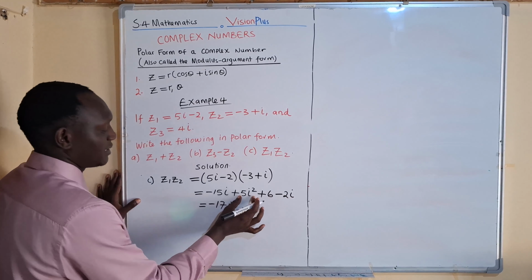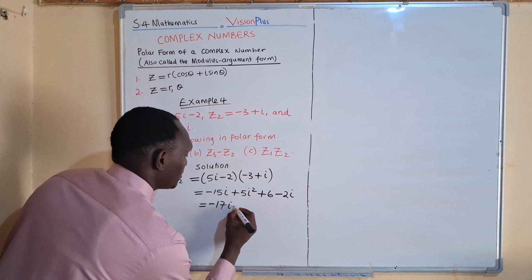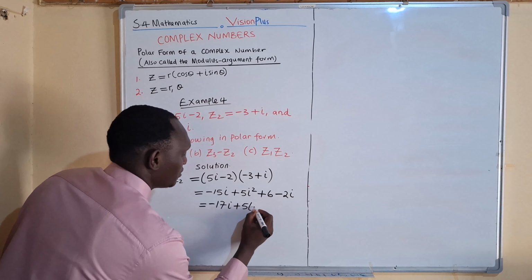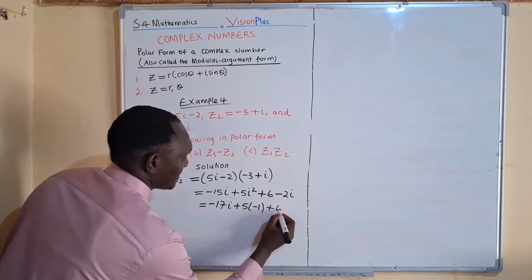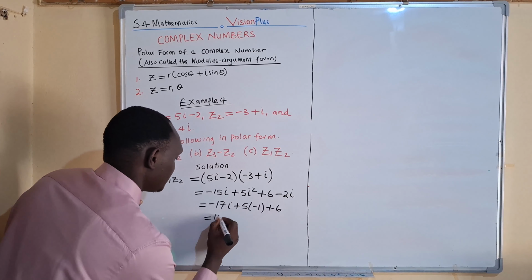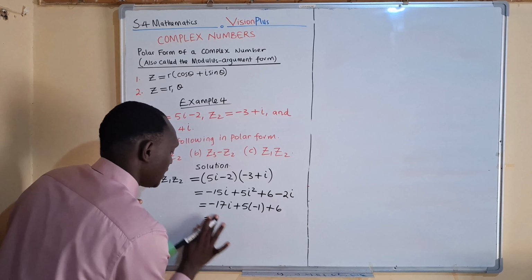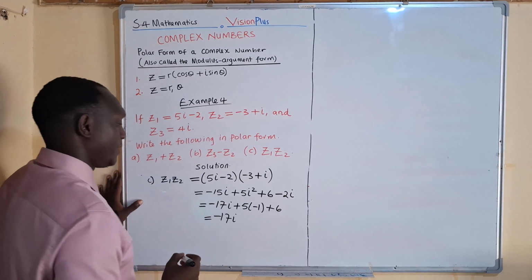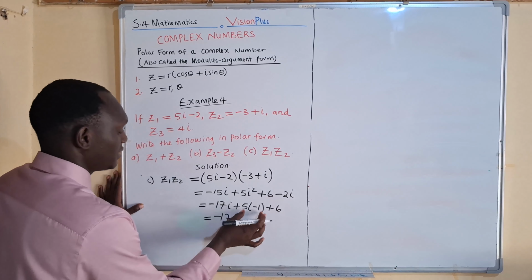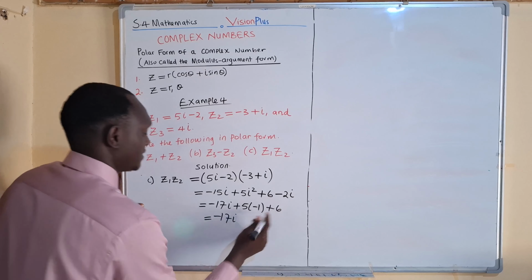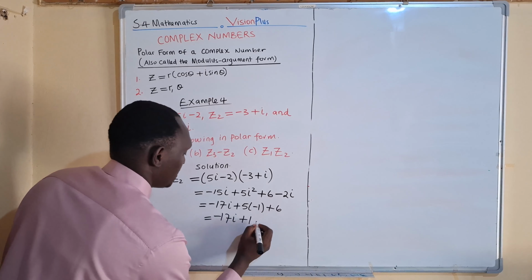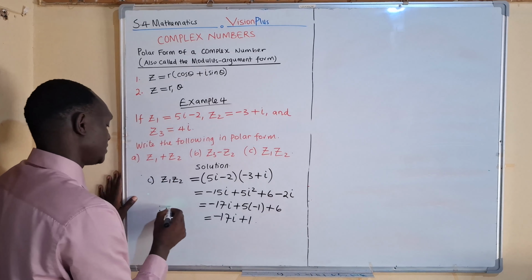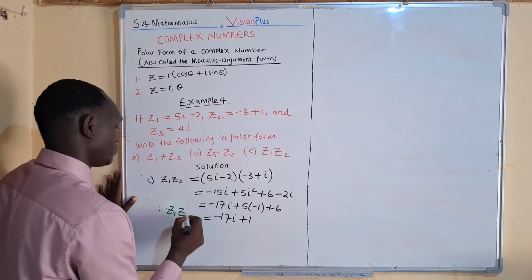This one has 5 into negative 1, plus 6 now. That means here we shall have negative 17i plus 1. This is going to be negative 5 plus 6, which is plus 1. So therefore, this is the value of Z1, Z2.